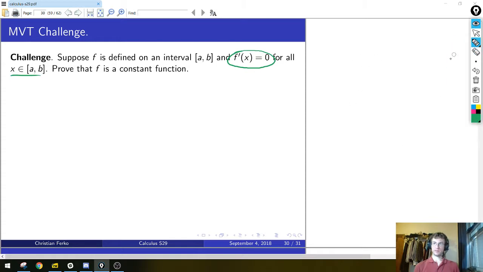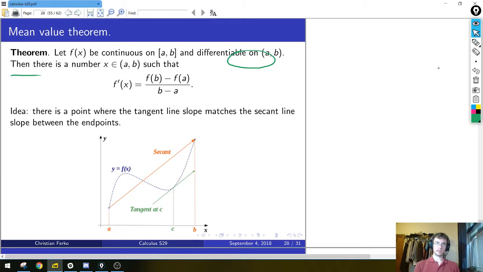In fact, to prove it, I claim we should apply the theorem we just proved a moment ago, the mean value theorem. To remind you, I'll go back and show you the statement of that. The mean value theorem tells us that under these conditions, there's a point x in the interval where f prime equals the secant line slope, f of b minus f of a over b minus a.